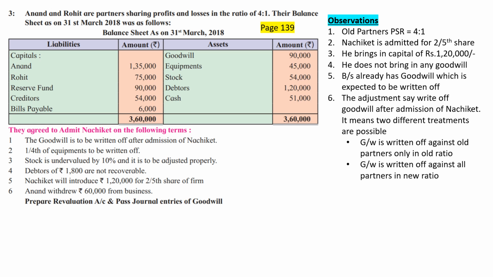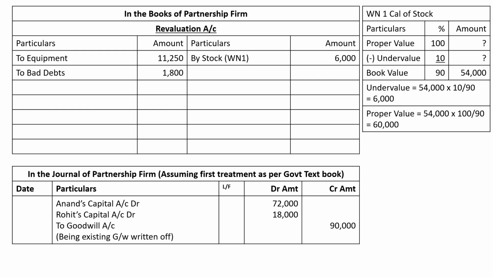Next, Anand withdrew rupees 60,000 from business. Anand is withdrawing the money. So the entry will be: Anand is the receiver, cash is going out. Entry will be Anand's capital account debit to cash or bank account. Anand's capital debit side and cash or bank account credit side. Neither have we prepared Anand's capital account nor the cash or bank account, so we cannot show the posting. And the journal entry is also only for the adjustment of goodwill, so we cannot show the entry for Anand withdrawing 60,000 also. So no effect.